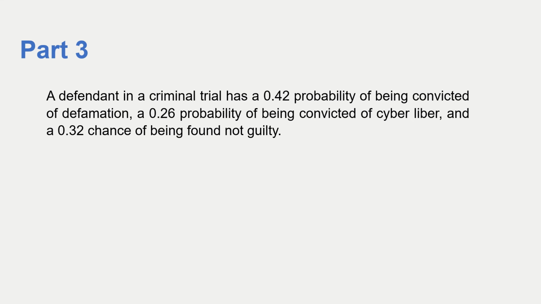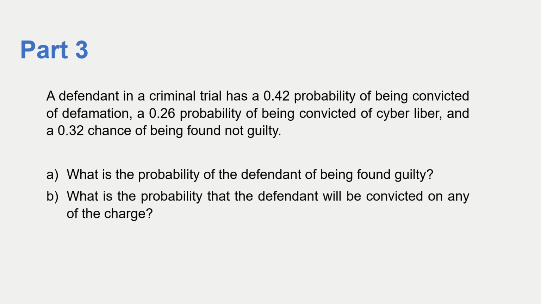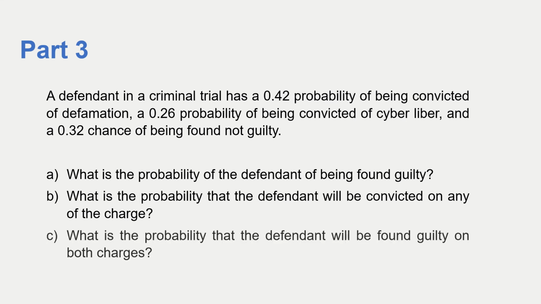Okay, part 3. So here's our question. A defendant in a criminal trial has a 0.42 probability of being convicted of defamation, 0.26 probability of being convicted of cyber libel, and 0.32 chance of being found not guilty. Letter A, what is the probability of the defendant being found guilty? B, what is the probability that the defendant will be convicted on any of the charges? And C, what is the probability that the defendant will be found guilty on both charges?